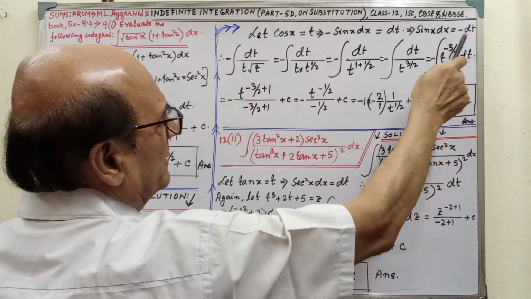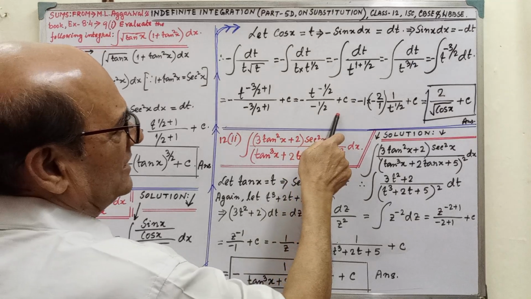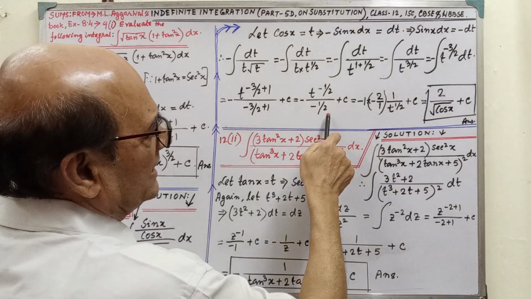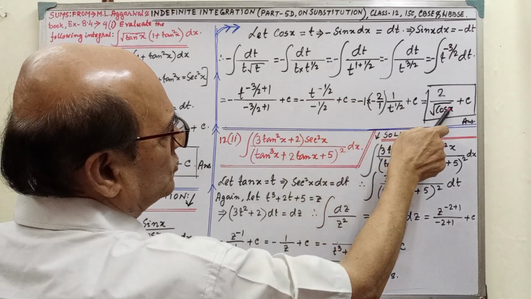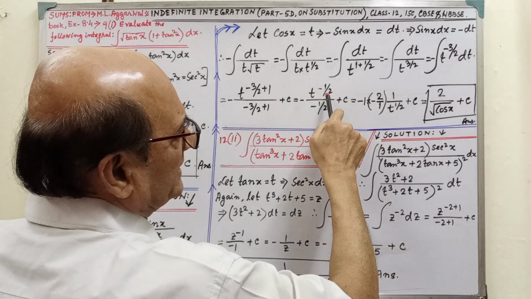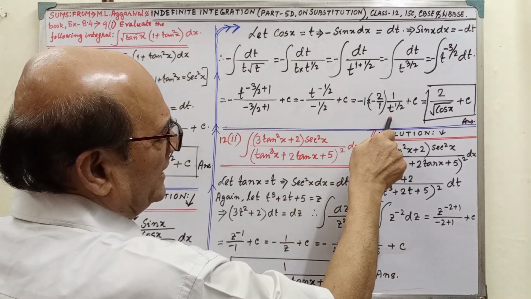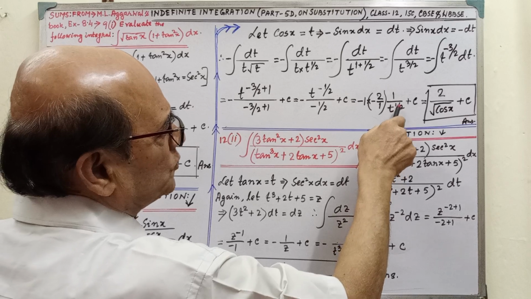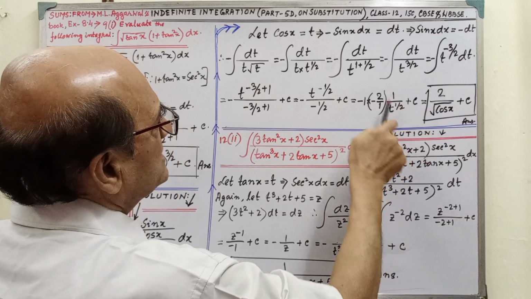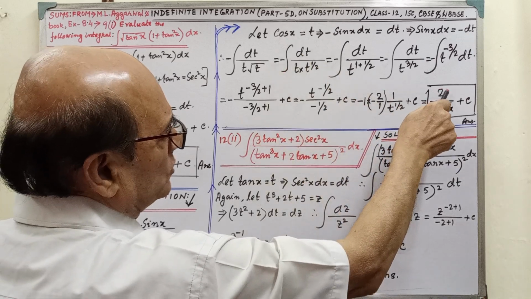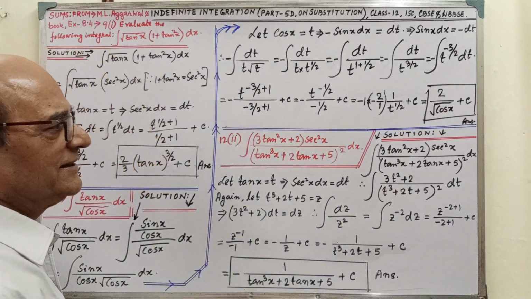Now we are getting the frame of formula. By applying the formula and simplifying we are getting this. Then this is the minus and this is the minus, minus minus it will be plus, and t to the power minus half will come in denominator, and t to the power half, that means root t, and the value of t is cos x, so it will be 2 by root over cos x plus c. I think it is clear.